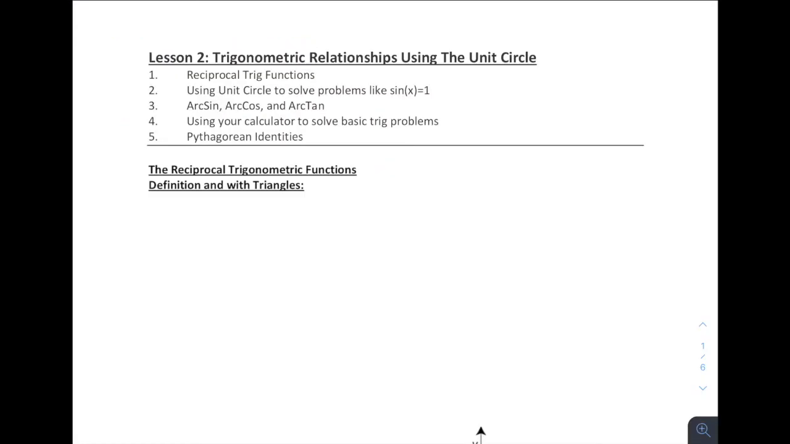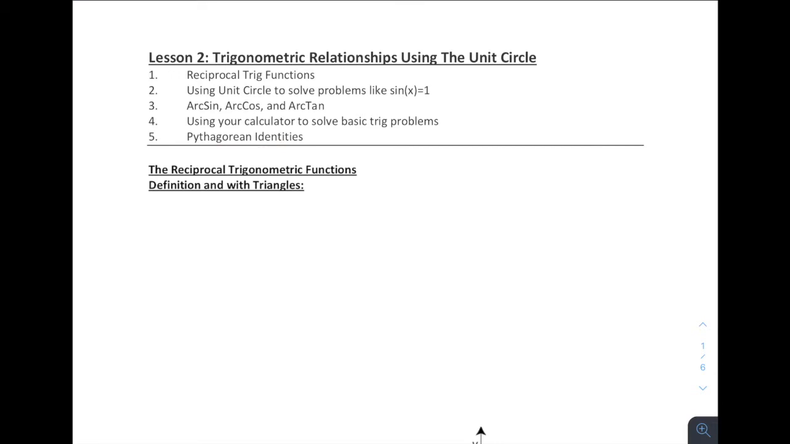All right, for lesson 2, trigonometric relationships using the unit circle, I am assuming that you've watched the first video where we constructed the unit circle from scratch, talked about how to find degrees and radians and how to convert from those, and then how to use the unit circle to find sine, cosine, and tangent. In today's lesson, we're going to be talking about what the reciprocal trigonometric functions are, using the unit circle to solve problems like sine of x is equal to 1, these functions called arcsine, arccosine, and arctangent, how to use your calculator to solve basic trigonometric problems, and then the Pythagorean identities.